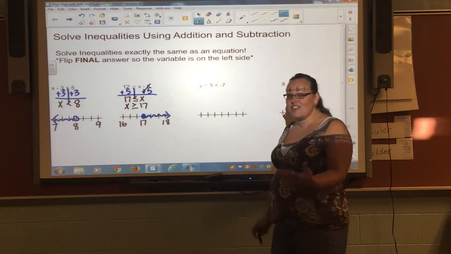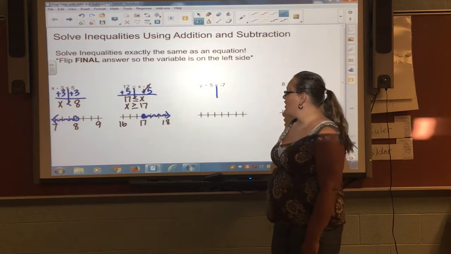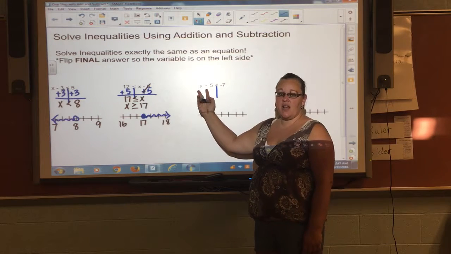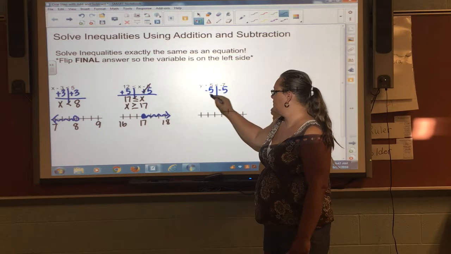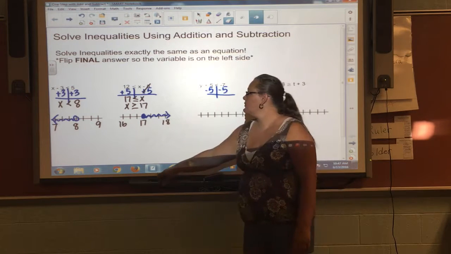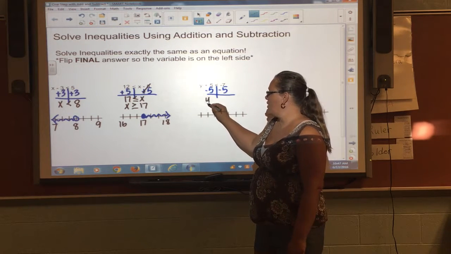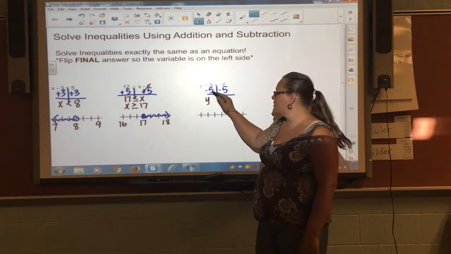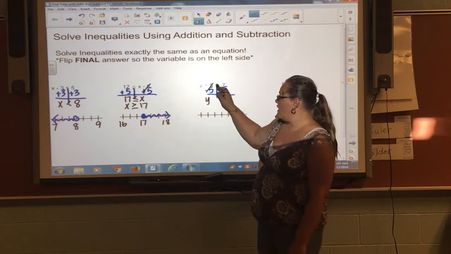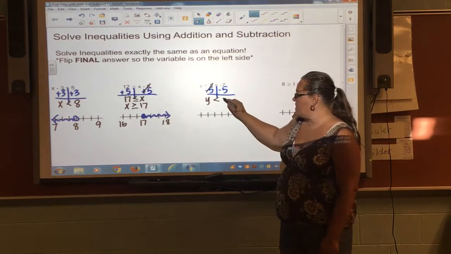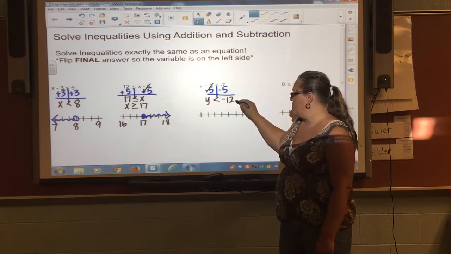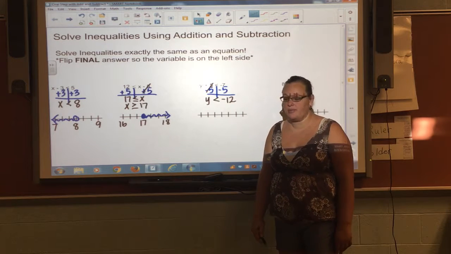Welcome back. How'd you do? So here's our inequality sign. The opposite of plus 5 is to subtract 5 from both sides. The y will come down. Plus 5 minus 5 will go to 0. Our inequality sign comes straight down. Here, my signs are the same. I will keep it and add, and I get negative 12.